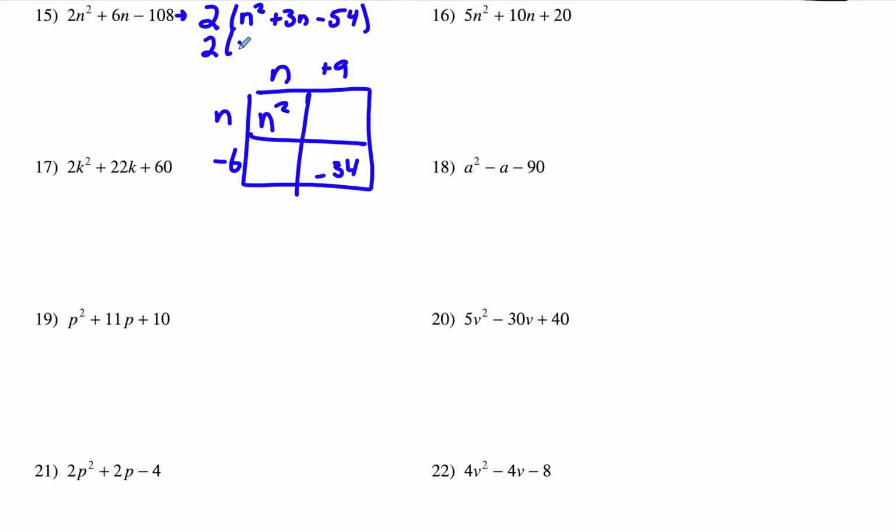So what you would write is 2 times n plus 9 times n minus 6, or 2(n minus 6)(n plus 9). Okay, if you leave it as (n plus 9)(n minus 6), it's not right, because twice something is not the same thing as 1 times something. Almost never is that the case. Maybe 0 is the only time it's true. Okay, so you can see again, I get 9n, negative 6n, that adds to 3n, okay, etc.